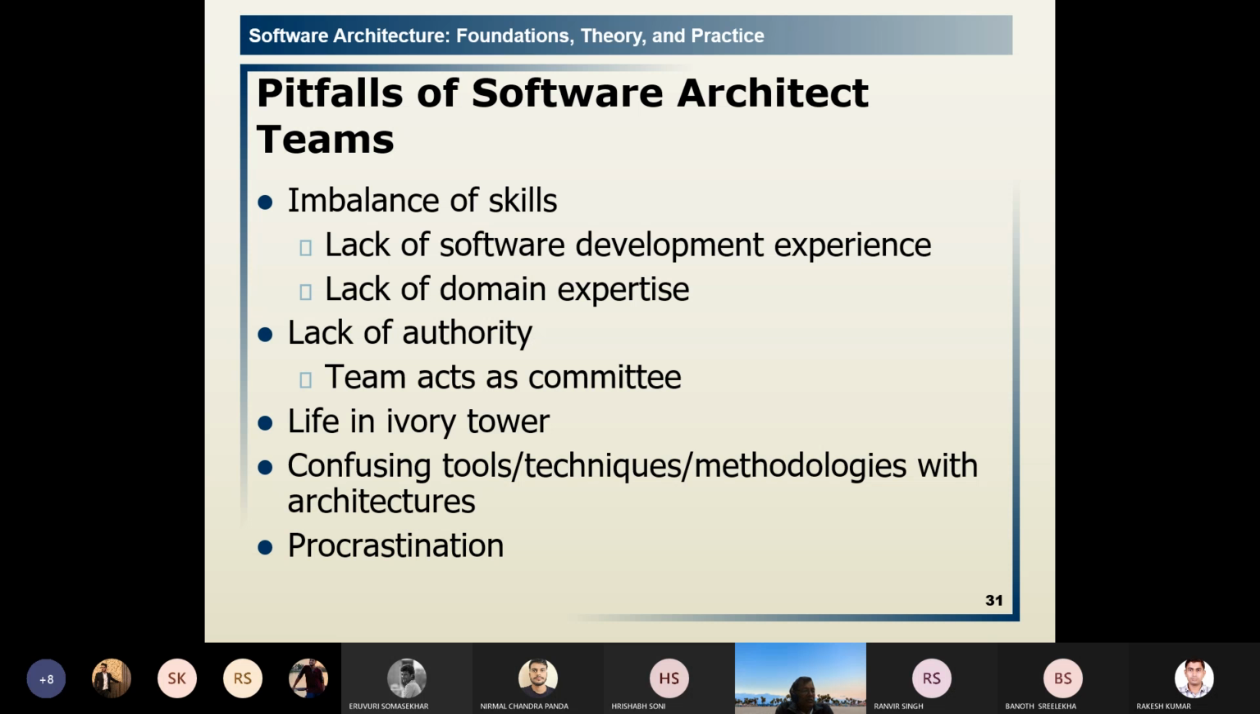People are not available. Lack of authority: the architect is not given that much authority. In our classical bureaucratic concept, the top level managers do not give that much authority to the architect, because of which the architect is not able to take a decision freely. Team acts as a committee. Because of lack of authority, they are not able to implement; they become just committee members. Some decisions they are not able to take. They lack the authority. Committee members only discuss something and leave it, but are not able to take a decision because they don't have the authority.